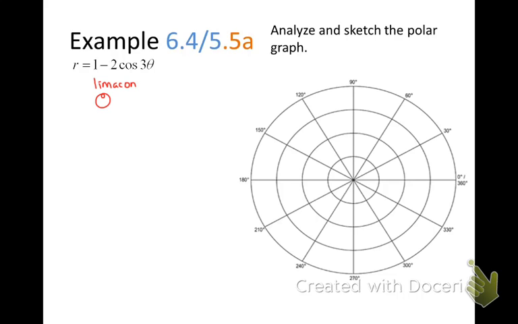Now the question is, I've got this 3 theta business. What do you think that 3 theta business is going to do? Think about what it did in the rose petals. In the rose petals, it made more of the petals, right? So what do you think is going to happen with this? You might have 3 of them, right?